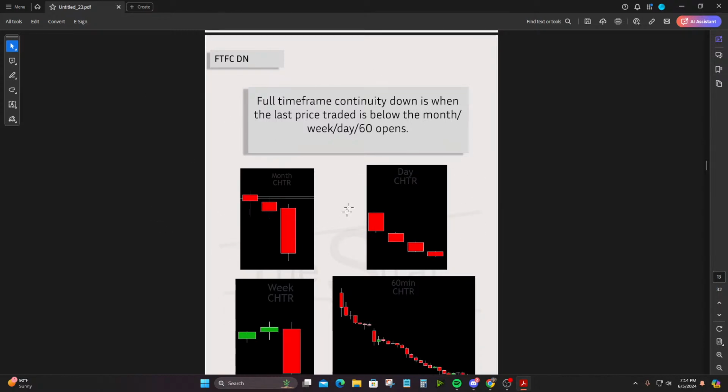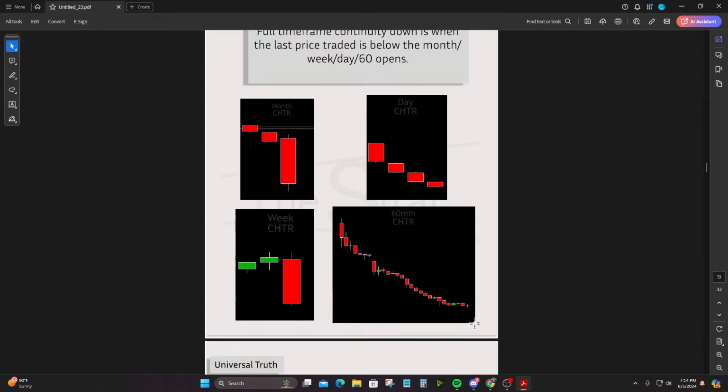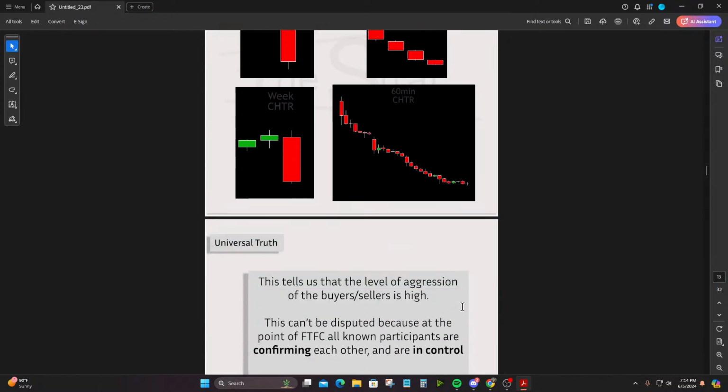And the exact opposite, full time frame continuity to the downside, is when the last price traded is below its open. So if we're below, and remember from the first lesson, red candles open at the top. So if we're trading below the open, we have red time frame continuity on the month. If we're below the open on the day, and remember the day open is up here, if we're trading below it, we're red. Week, open, trading below it, we're red. 60-minute, trading below the open, we're red. So we have full time frame continuity to the downside there.